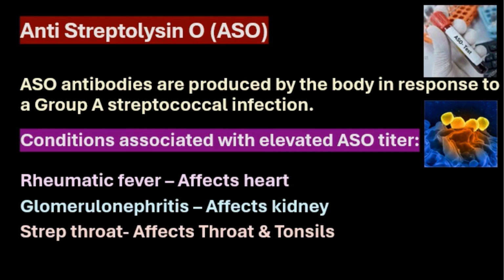Anti-streptolysin O or ASO antibodies are produced by the body in response to a group A streptococcal infection. Conditions associated with elevated ASO titers are: one, rheumatic fever, which affects the heart; glomerulonephritis, which affects the kidneys; and strep throat, which affects the throat and tonsils.